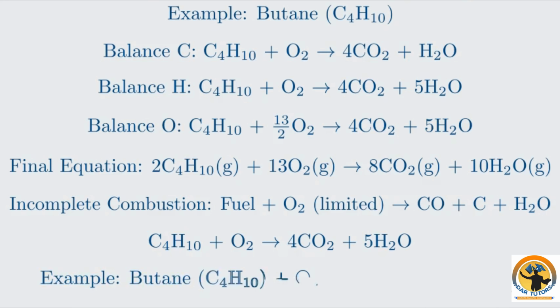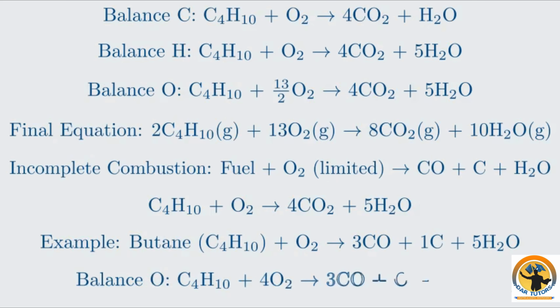Let's say we produce 3 moles of carbon monoxide and 1 mole of carbon. To maintain 4 carbon atoms, this works. The hydrogen still forms water, so we keep 5 H2O. Now, let's balance the oxygen. On the product side, we have 3 oxygens from CO and 5 from H2O for a total of 8. This means we only need 4 molecules of O2. Notice this is much less than the 6.5 needed for complete combustion. This equation shows incomplete combustion due to limited oxygen.